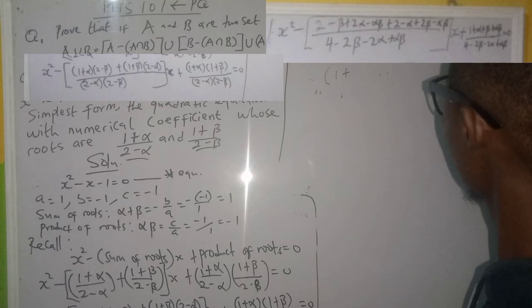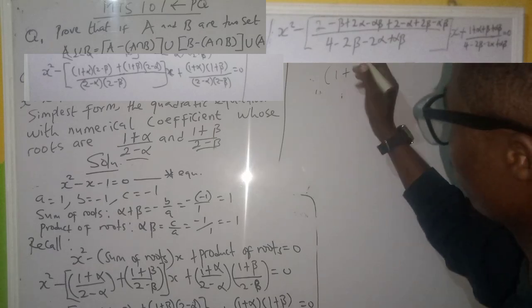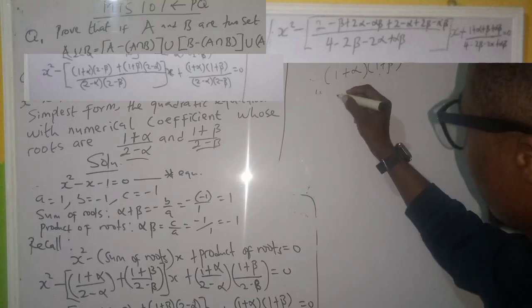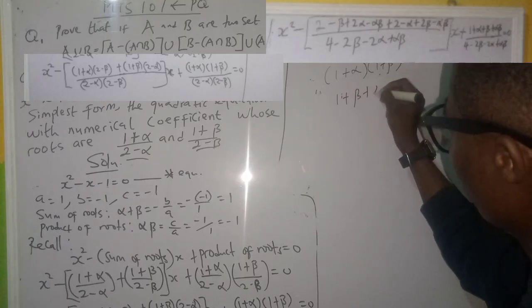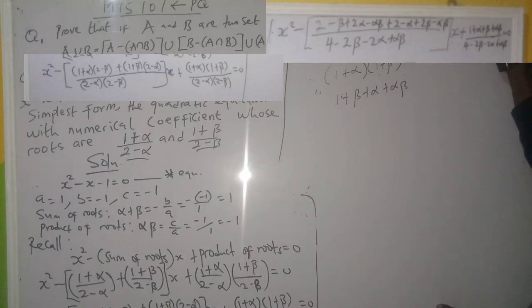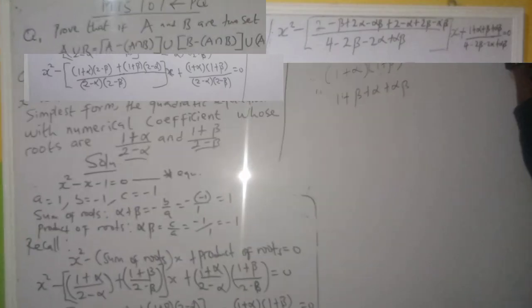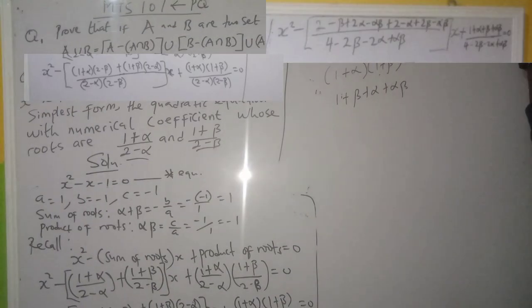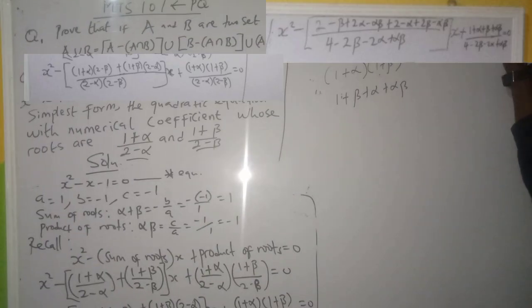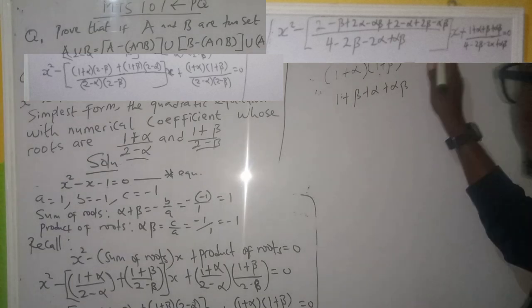Plus, now let's expand this one, this one is having x, so please don't omit it. 1 plus alpha, 1 plus beta, what do you have, 1 plus beta plus alpha beta. Okay, this one becomes 1 plus alpha plus beta plus alpha beta over this same one you have here, 4 minus 2 beta minus 2 alpha plus alpha beta equals to 0.